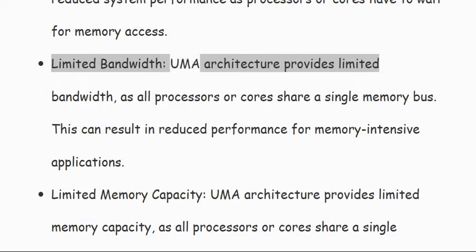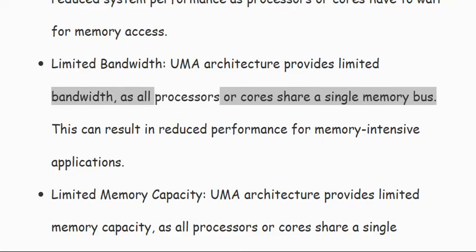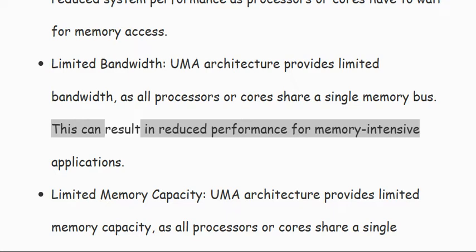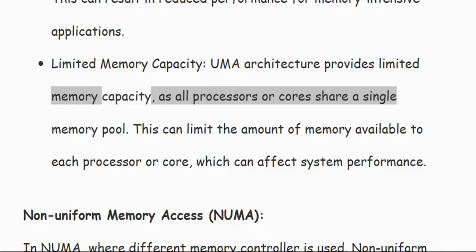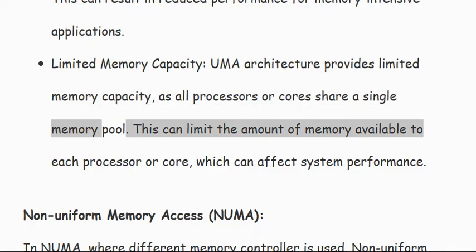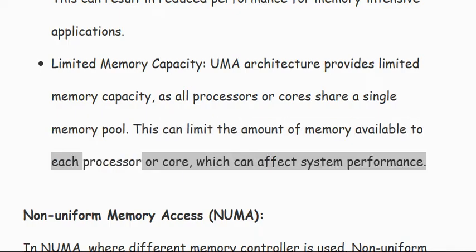Limited bandwidth. UMA architecture provides limited bandwidth, as all processors or cores share a single memory bus. This can result in reduced performance for memory-intensive applications. Limited memory capacity. UMA architecture provides limited memory capacity, as all processors or cores share a single memory pool. This can limit the amount of memory available to each processor or core, which can affect system performance.